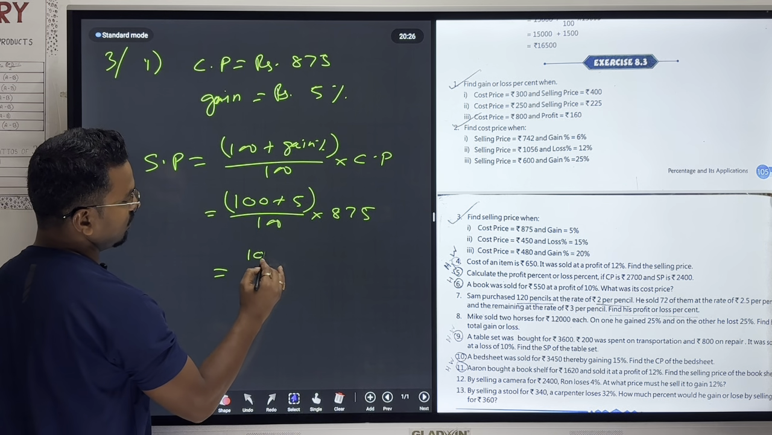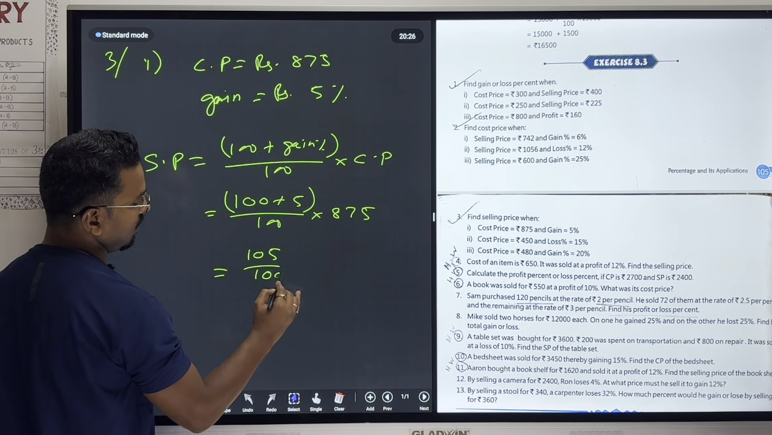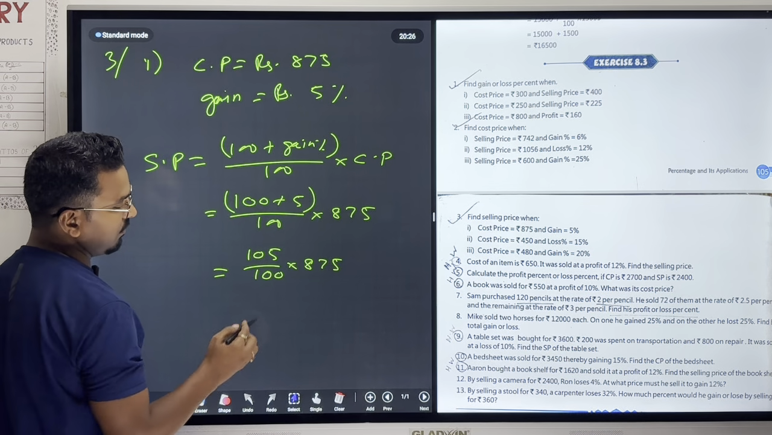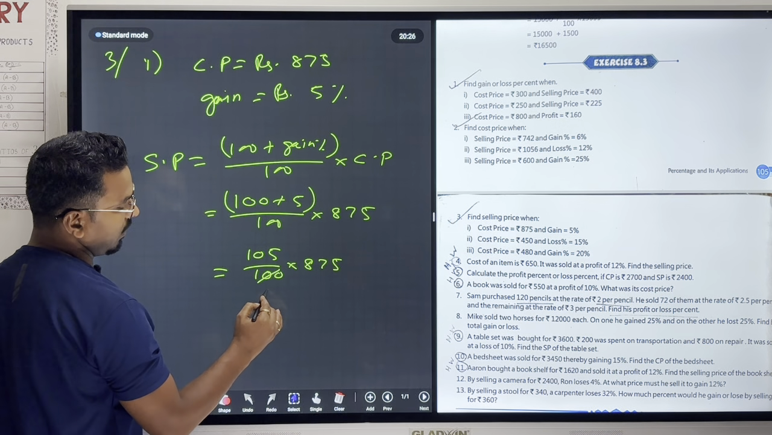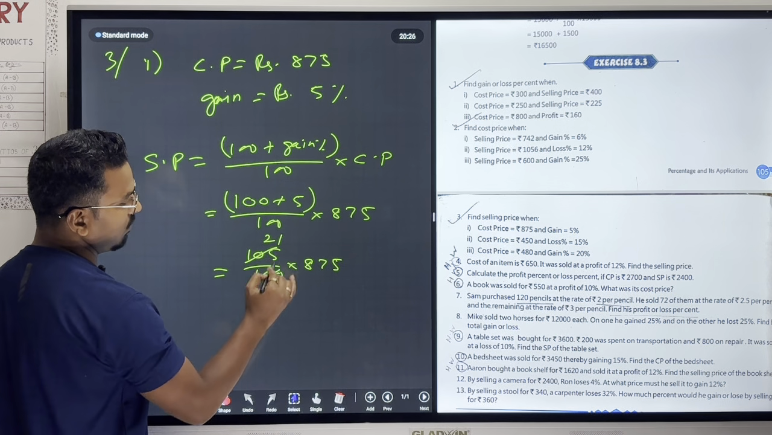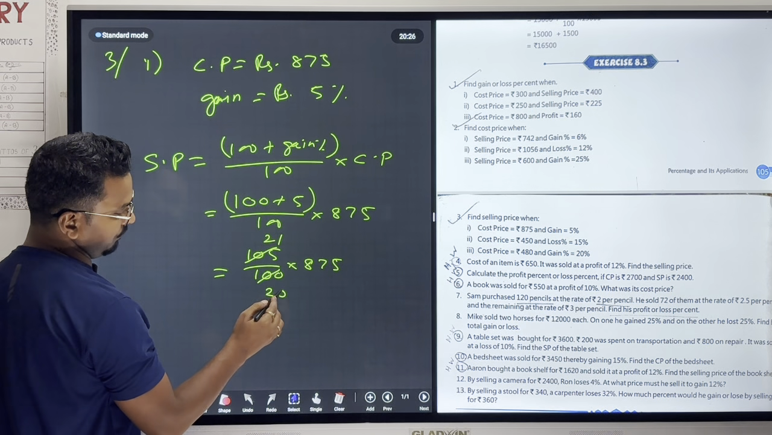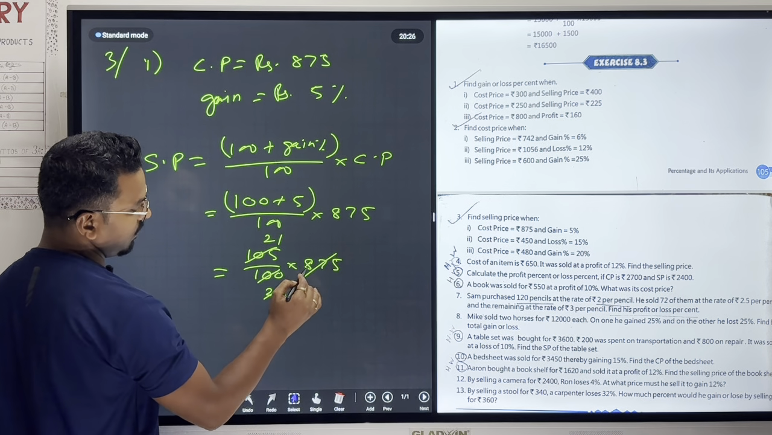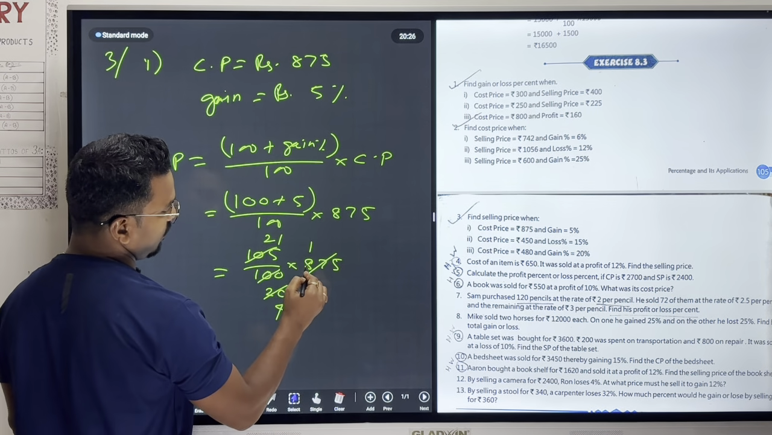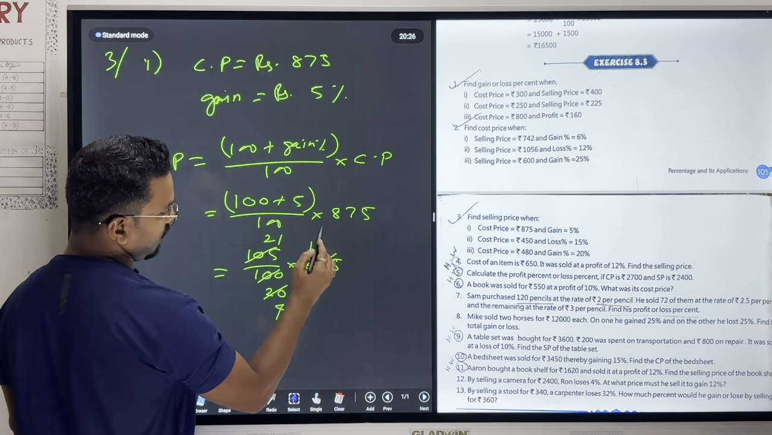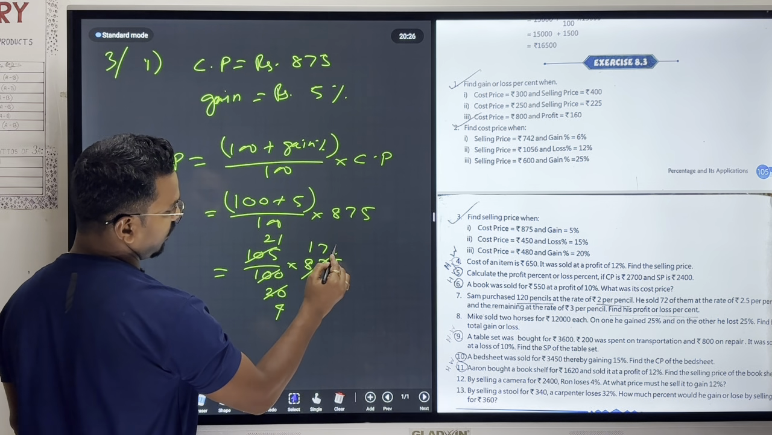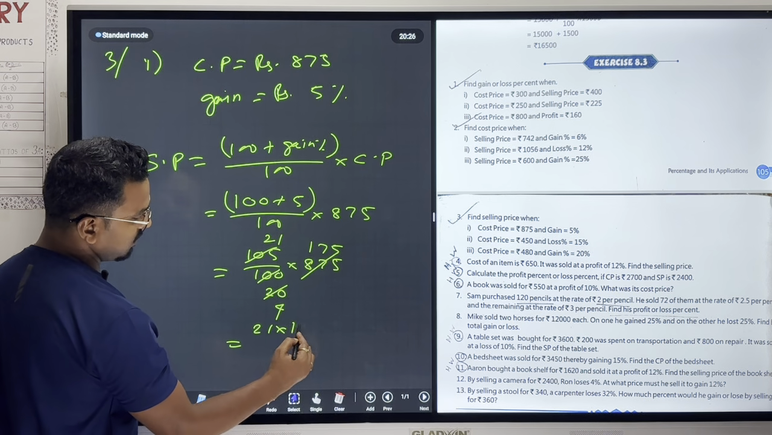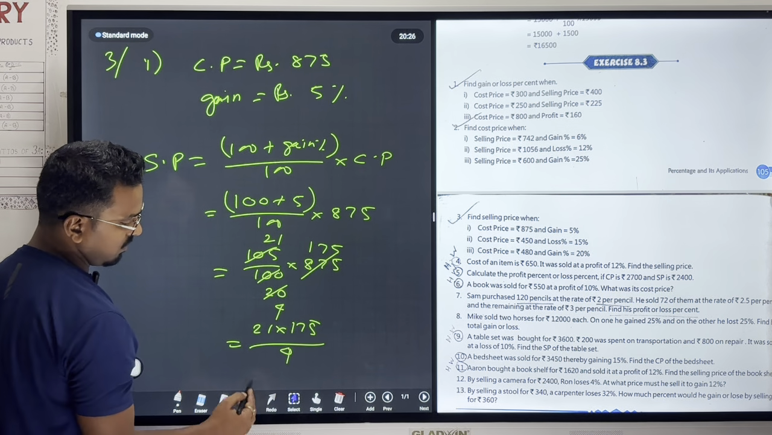So let me see, 105 divided by 100 into 875. So if you cancel by 5, how many times? 5 into 25, 21. Again, 5 4s are 5, 5 1s are 5, 5 7s are, and 5 5s are. So what you will get? 21 into 175 divided by 4.